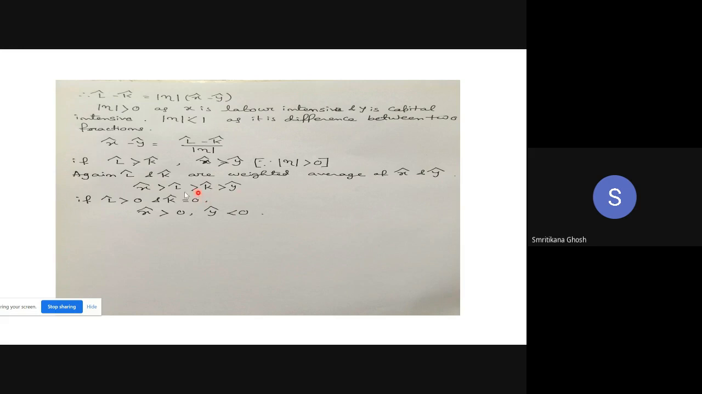Okay. So this is the Rybczynski theorem. Now, if L hat is greater than 0 and K hat is equal to 0, that means there is no change in capital availability. Only labor availability has increased.